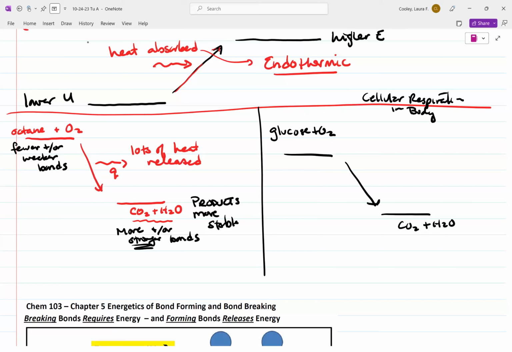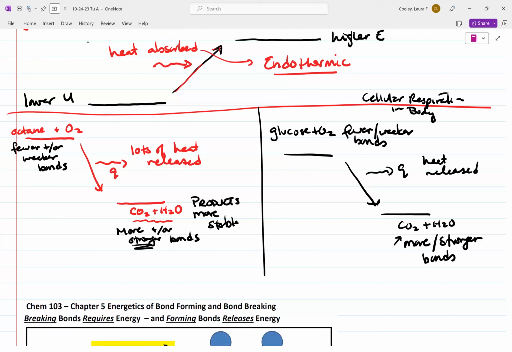And this is also a downhill reaction because you have stronger bonds in the products than you have in the reactants. So we also have a lot of heat released. But in the body, I should say energy released, because in the body, that energy is not released all as heat.